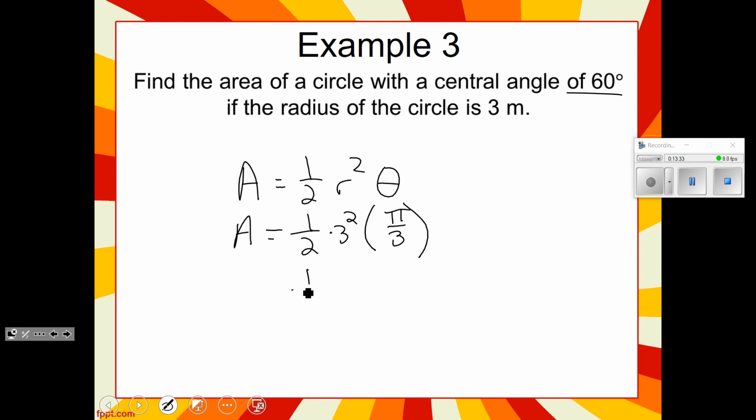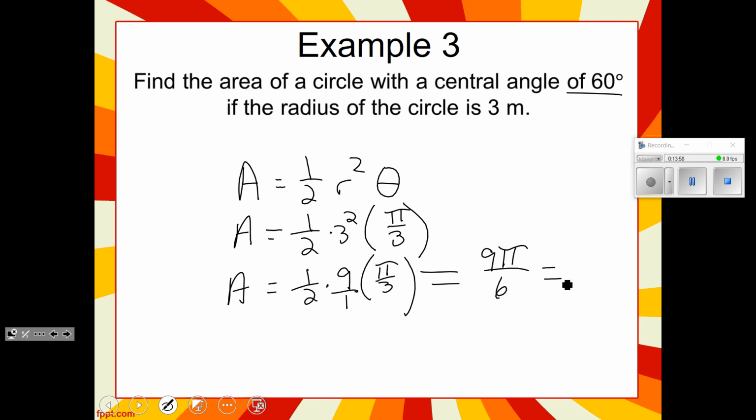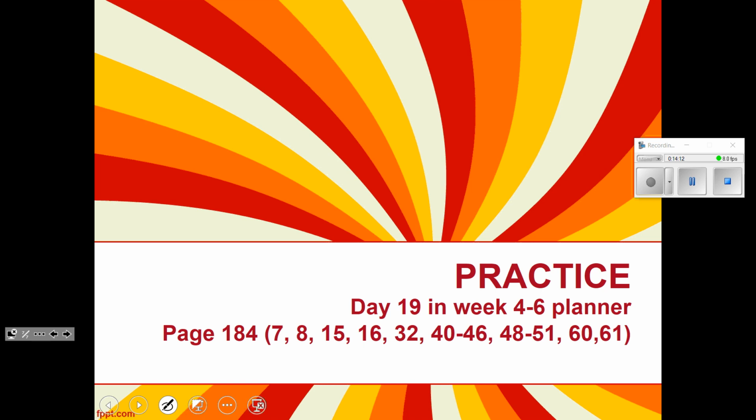Then I'm just going to multiply it across. So really, this becomes 1/2 times 9 times pi over 3. And this is going to be 9 over 1. If you wanted to, you could just multiply all this across. What's 1 times 9 times pi? 9 pi. What's 2 times 1 times 3? 6. And then what could you do with 9 over 6? Just reduce it, 3 pi over 2. And that is your area. Okay, any questions?